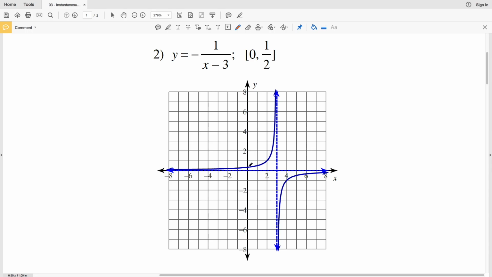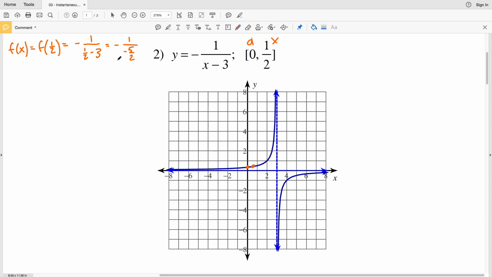So we're finding the average rate of change over the interval from 0 to 1/2. So doing some preparatory work, let's calculate f of x and f of a. A is 0 and x is equal to 1/2. So f of x equals f of 1/2, which is negative 1 over 1/2 minus 3. So that will give us negative 1 over 1/2 minus 3 is going to be negative 2.5 or negative 5/2.